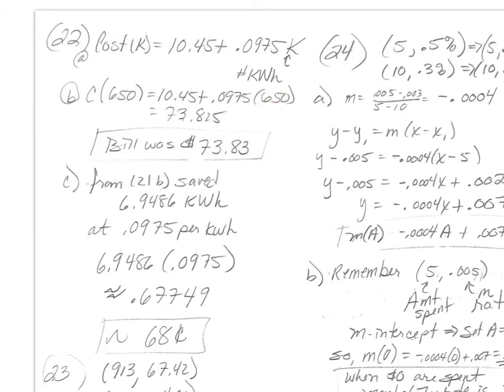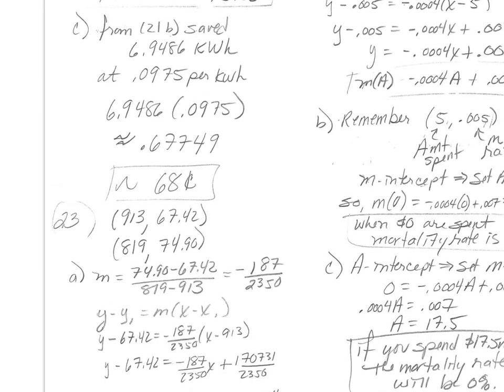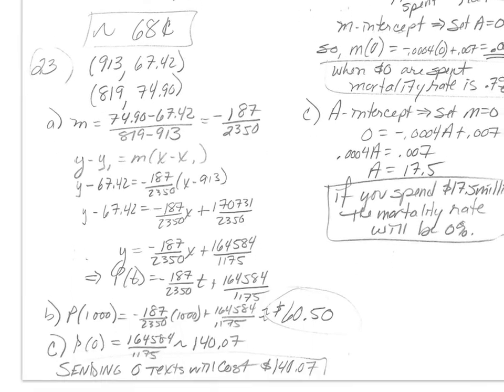Just calculate that. For C, now they wanted to swap out those light bulbs as described in the previous problem. How much more money is he going to save on his electric bill? Well, from the previous step in number 21, we learned that he would save 6.9486 kilowatt hours. If it's 0.0975 per kilowatt hour at a cost, just multiply them together, and that tells you how much he's saving, which is about 68 cents. Now, that doesn't sound like very much, and it's going to take a while to pay for those CFL light bulbs. Let's take a look at number 23.